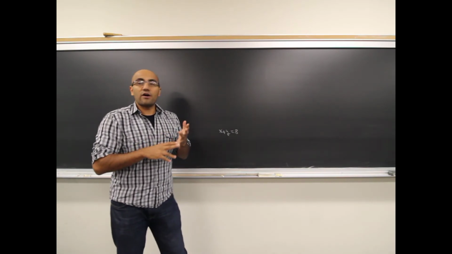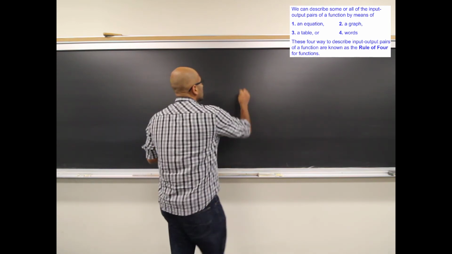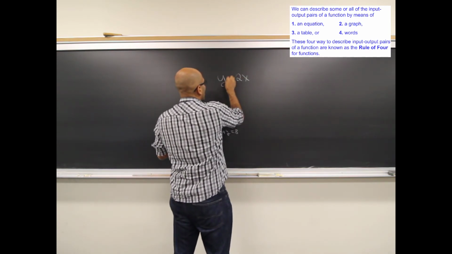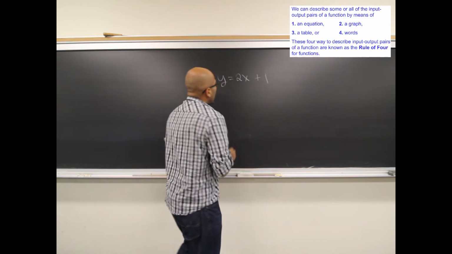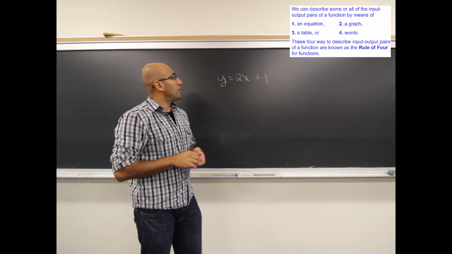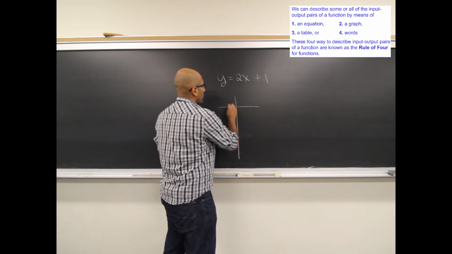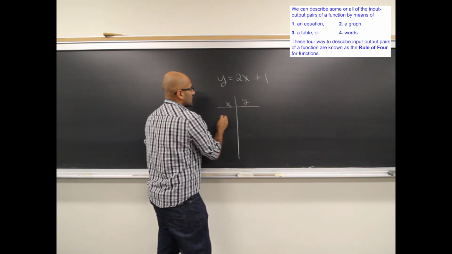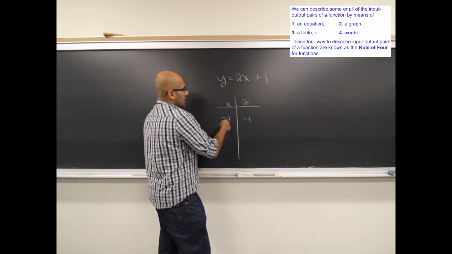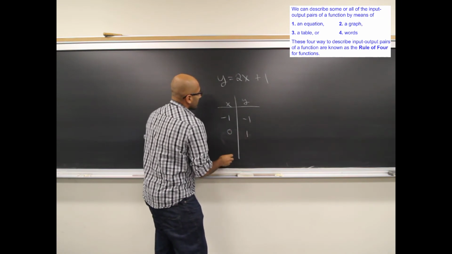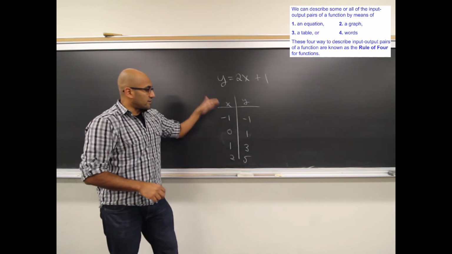So we can express functions in 4 ways. We talked about an equation, right? So we can have something really straightforward like y equals 2x plus 1. That's an equation. It's a function. Every input leads to exactly one output. So it is a function. We can describe it with a table, right? Once we put some values together, we can describe this as negative 1 is negative 1, 0 is 1, 1 is 3, and 2 is 5. So we can describe it with a table.